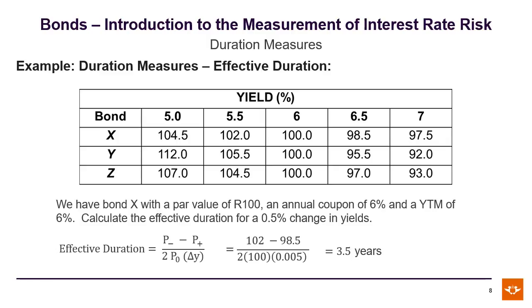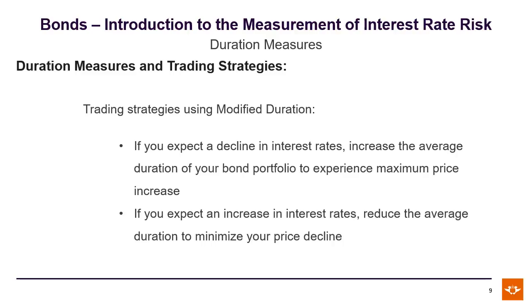Now all the bonds X, Y, and Z have the same coupon, so if you want to do the calculation for the rest of them, please do. It'll give you practice. Now again, we go to looking at trading strategies, and here using modified duration.